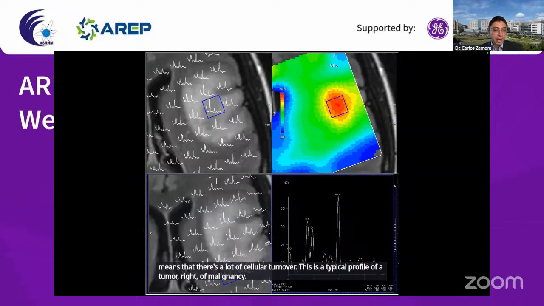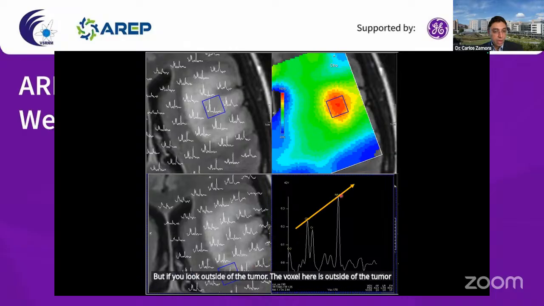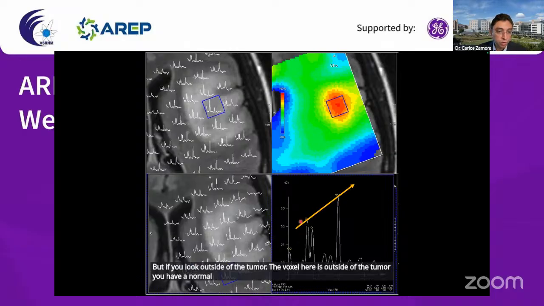But if you look outside of the tumor, right, the voxel here is outside of the tumor, you have a normal profile, right? Choline is lower than NAA, right? So that's what you would expect with normal parenchyma. This is a low-grade tumor.